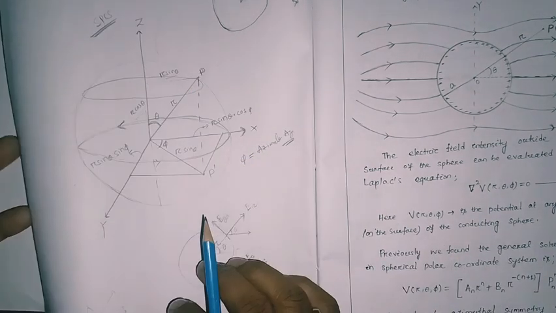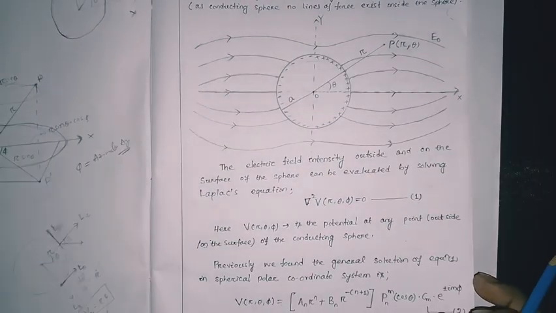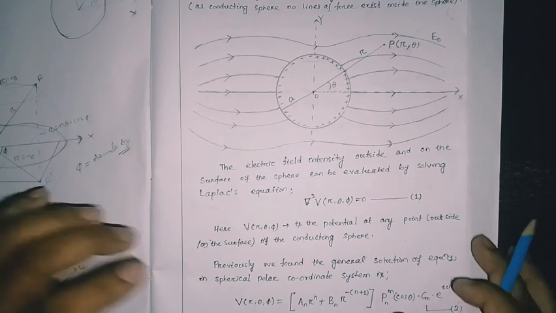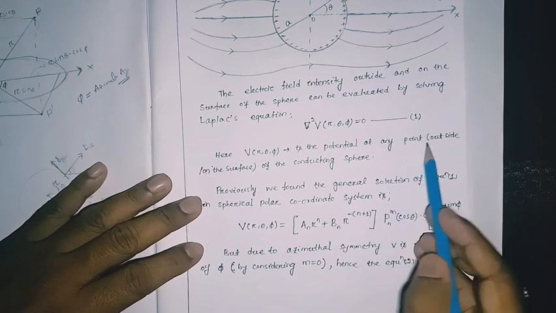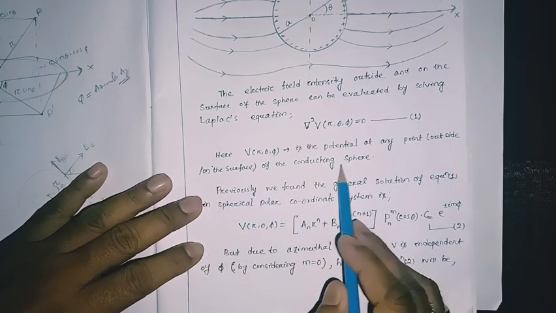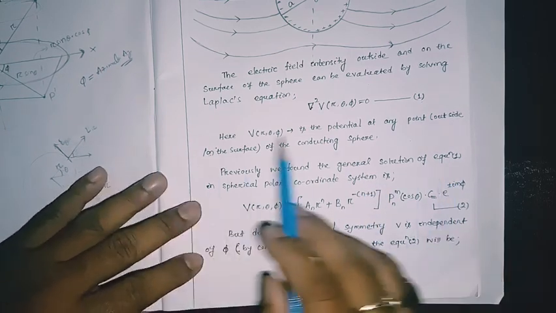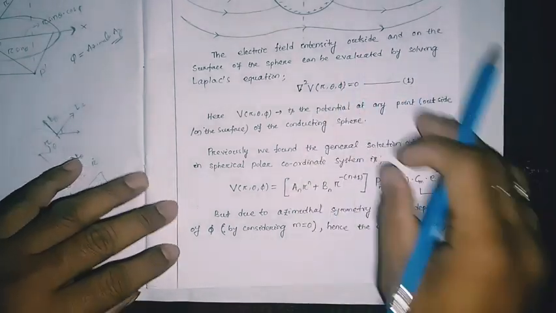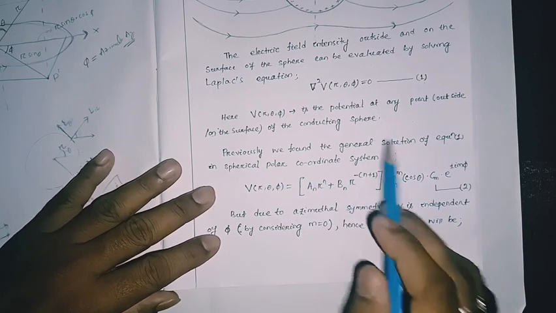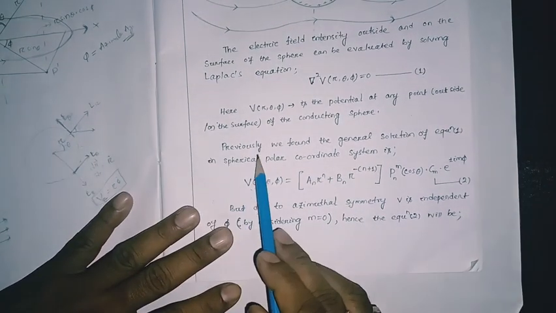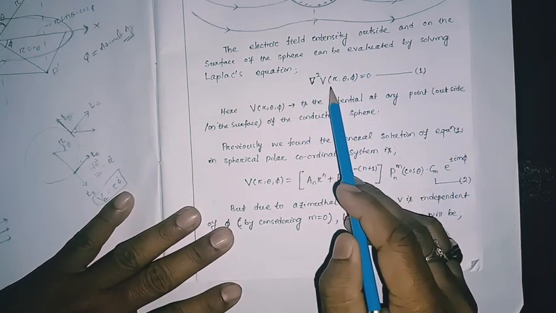That means if the net charge is 0, hence the potential or electric field intensity does not depend upon the azimuthal angle. Here V(r, theta) is the potential at any point outside or on the surface of the conducting sphere. Previously we found the general solution of the equation. The azimuthal angle case we are going to substitute over here. First we write all the requirements. Previously we found the general solution of equation number 1, that means the solution of the Laplace equation in spherical polar coordinates is this one.